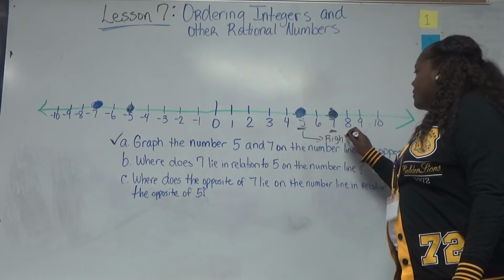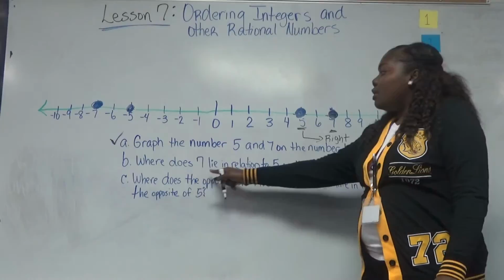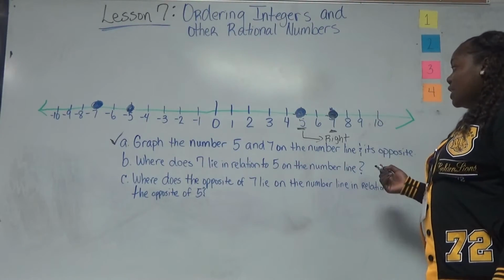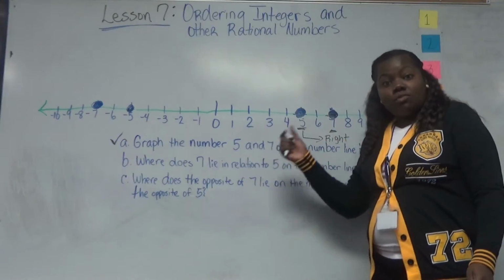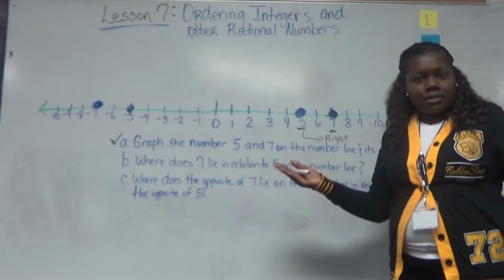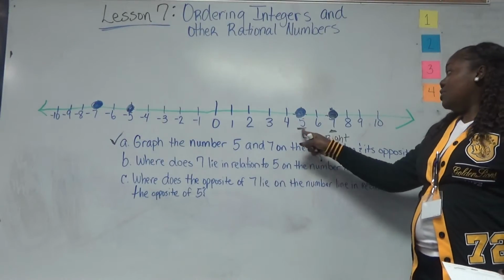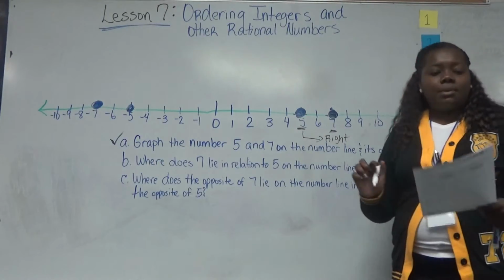When they ask you this question, where does 7 lie in relation to the 5 on the number line, you're simply going to tell them that 7 lies to the right of 5 on the number line. That's all you need to write for B. 7 lies to the right of 5 on the number line.